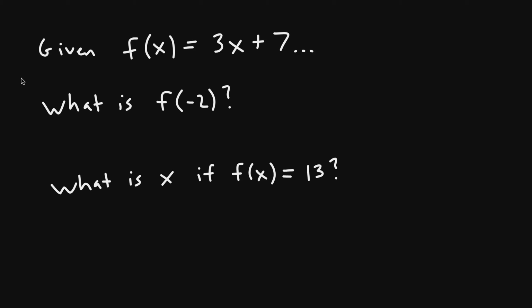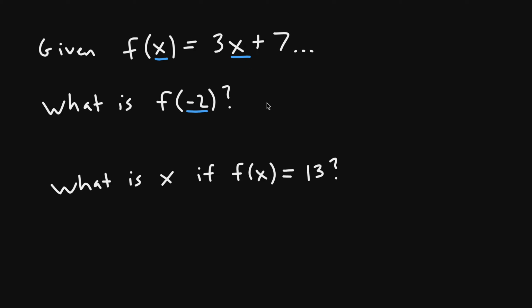Give you a function like f of x equals 3x plus 7, there are really two different kinds of questions that I can ask. The first kind is, what is f of some other number? So f of, in this case, -2. And what this is asking you to do is say, hey, look, instead of f of x, let's do f of -2. Everywhere you see an x, let's replace it with -2.